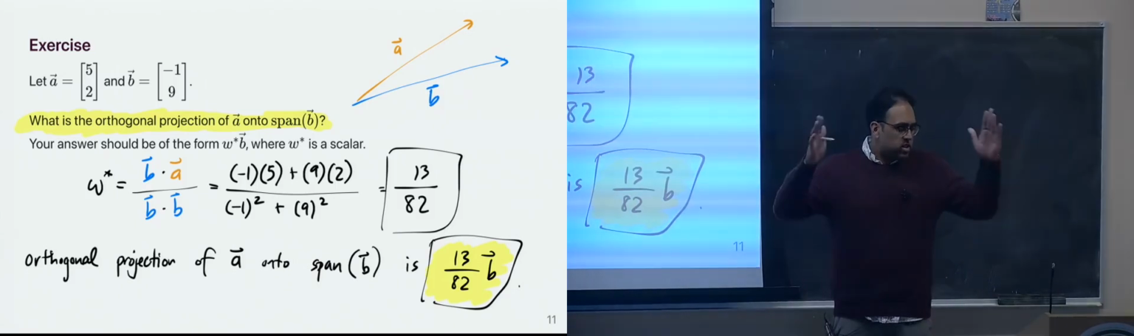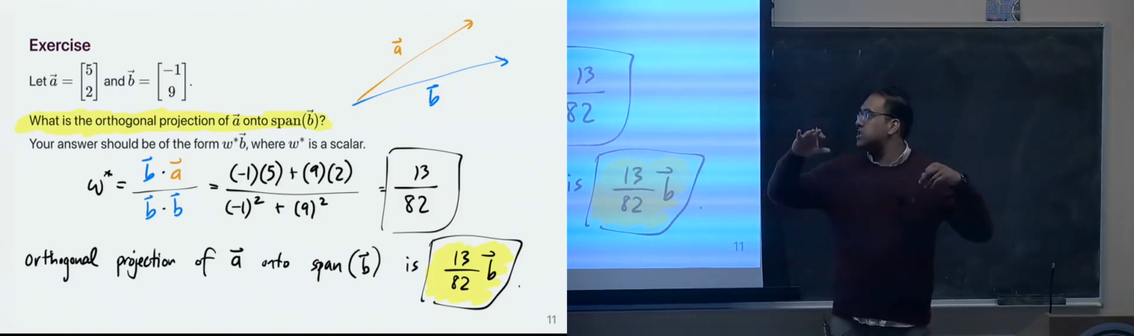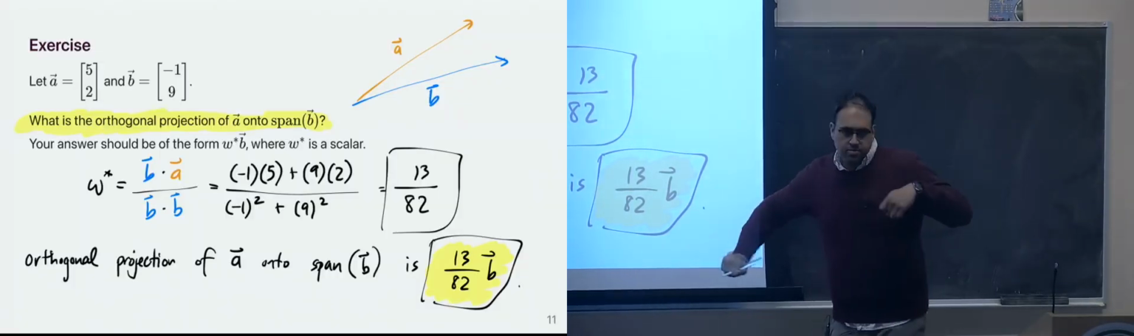So question. What is the orthogonal projection of A onto B? In this case, it's this exact vector.